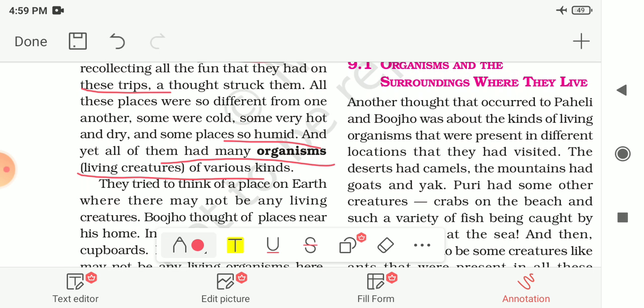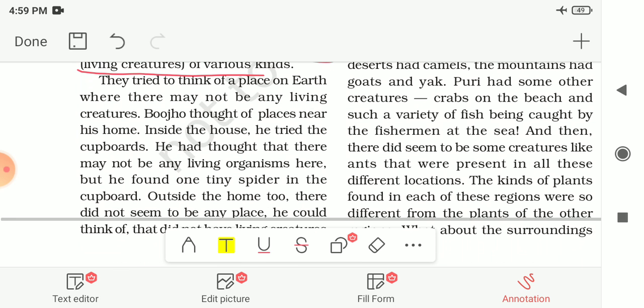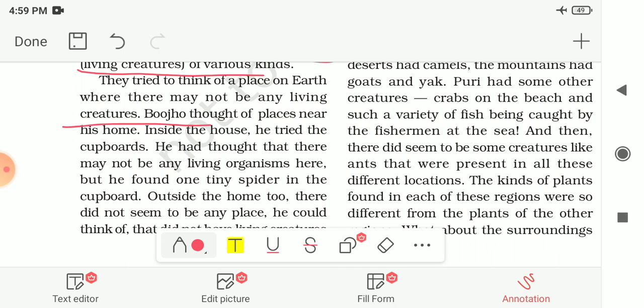These places have different climatic conditions: some are very cold, some are very dry, some are very humid, and yet all these places have many living organisms of different kinds. So they tried to think of a place on the earth where there may not be any living creatures.